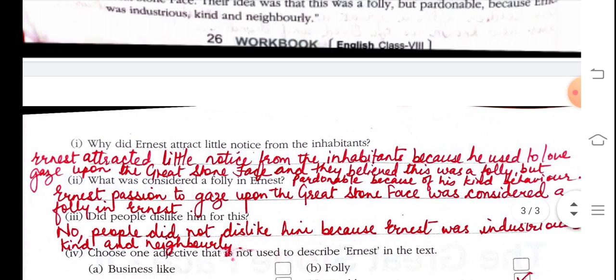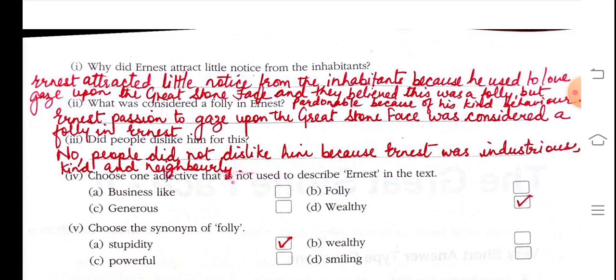Now, students, some questions based on this extract. The first one: why did Ernest attract little notice from the inhabitants? And the answer to this question is, Ernest attracted little notice from the inhabitants because he used to love to gaze upon the great stone face, and they believed this was a folly, but he was pardonable because of his kind behavior, right? What was considered a folly in Ernest? So the answer is, Ernest's passion to gaze upon the great stone face was considered a folly in Ernest.